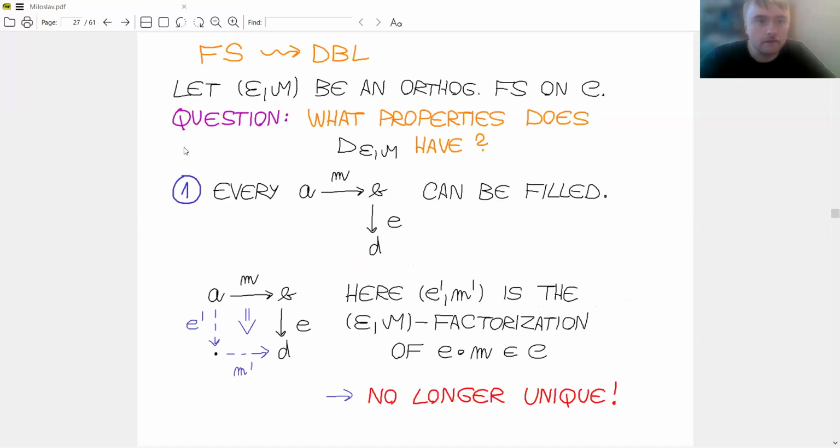Okay, so let me now think again. Let's start with an orthogonal factorization system, and let's think about what properties the double category of its commutative squares has. First of all, every top right corner can be filled into a square. Why is that the case? Because you can take this composite in C and factor it as E followed by M. But the point is that this factorization is no longer unique. That's the big difference. So this is the first property.